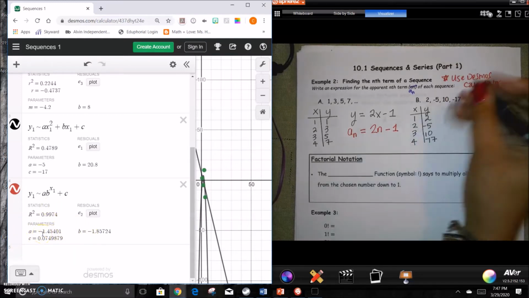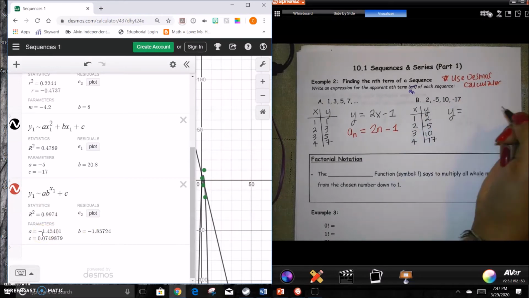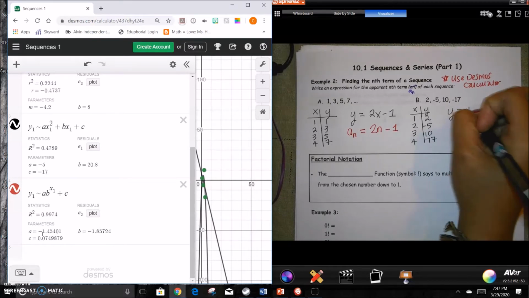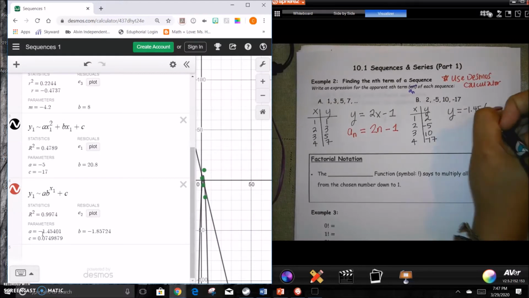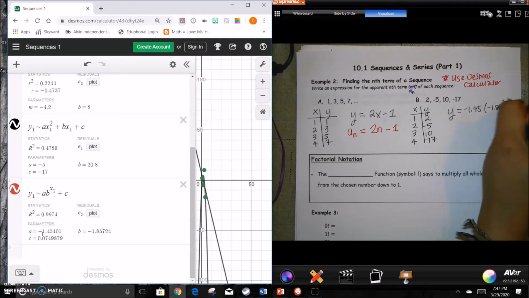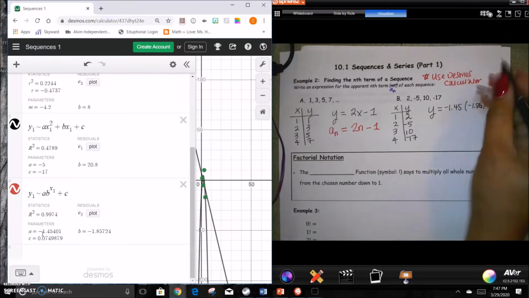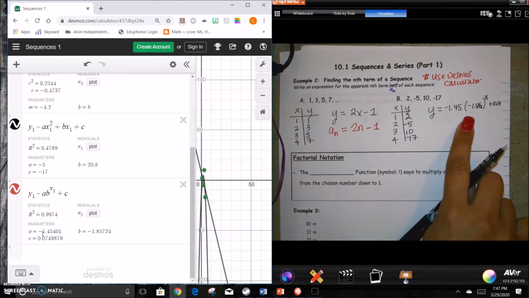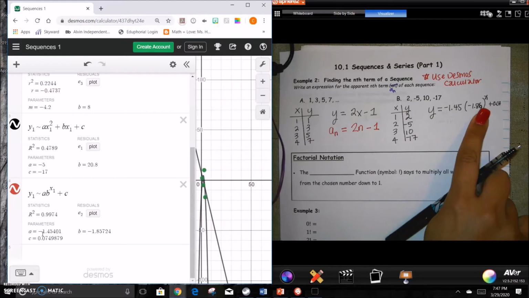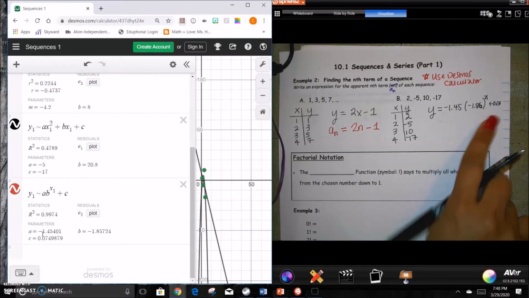So here's what I write on my paper. y equals, A is -1.45. I'm going to take that out to 2 decimal places. Times B, which is 1.85, 86 if I'm rounding, raised to the x power, plus C, which is 0.07. Hopefully it didn't get cut off. y is equal to negative 1.45 times 1.86 to the x power plus 0.07.